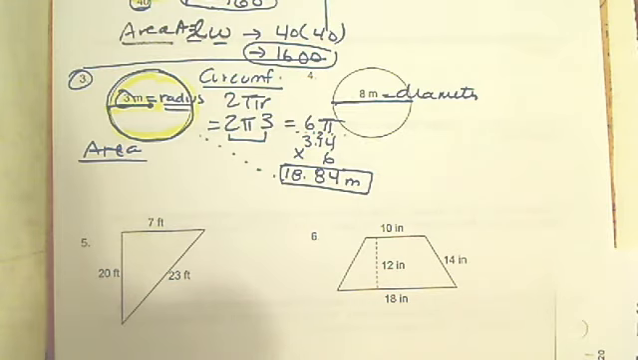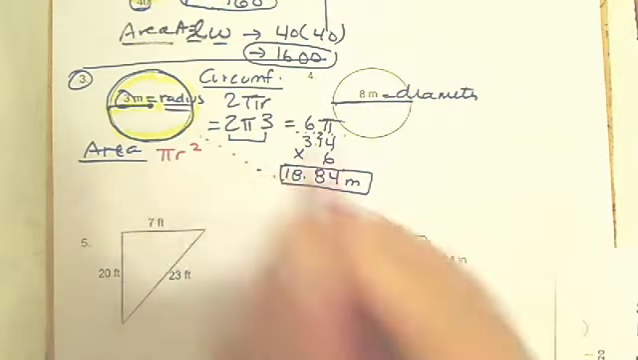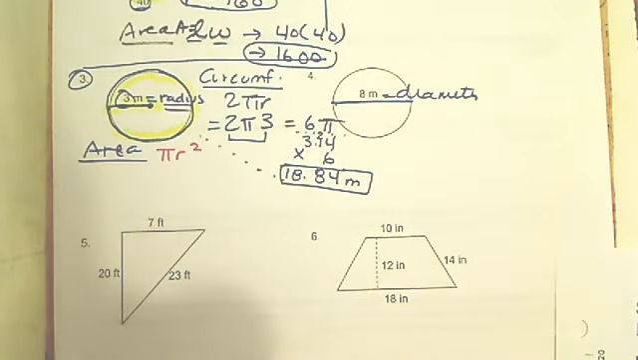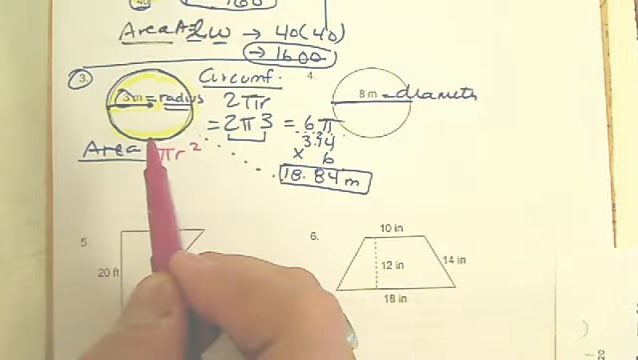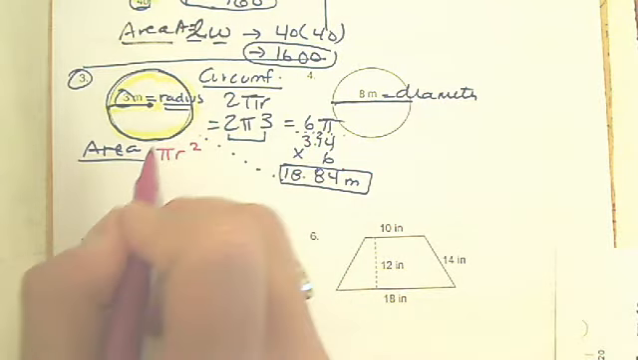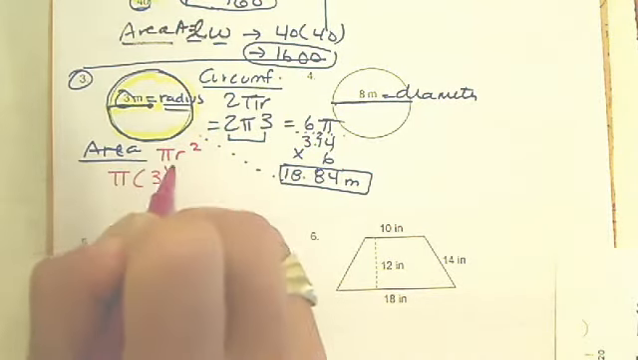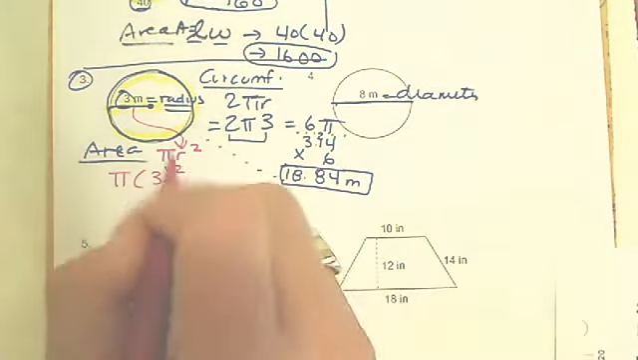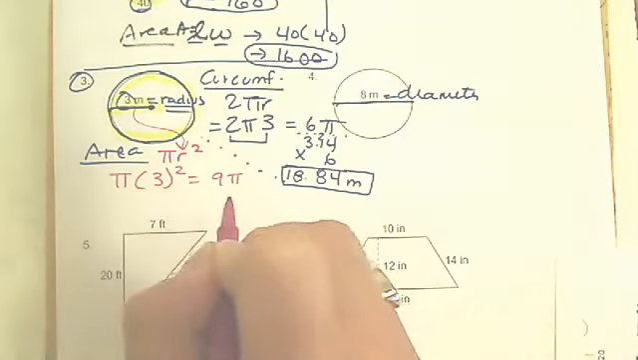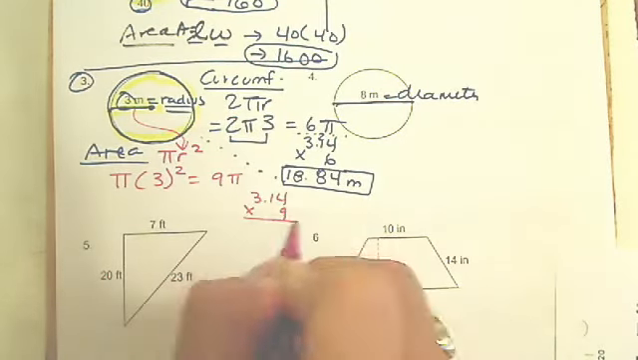Same circle, but the area is pi r squared. The reason why the radius is squared is because you're finding the area on the inside of the circle. Same numbers. Pi r squared. 3 is r. This time 3 times 3 is not 6. 3 squared is 9. Right, 9 pi. Multiplied out. 3.14 times 9.